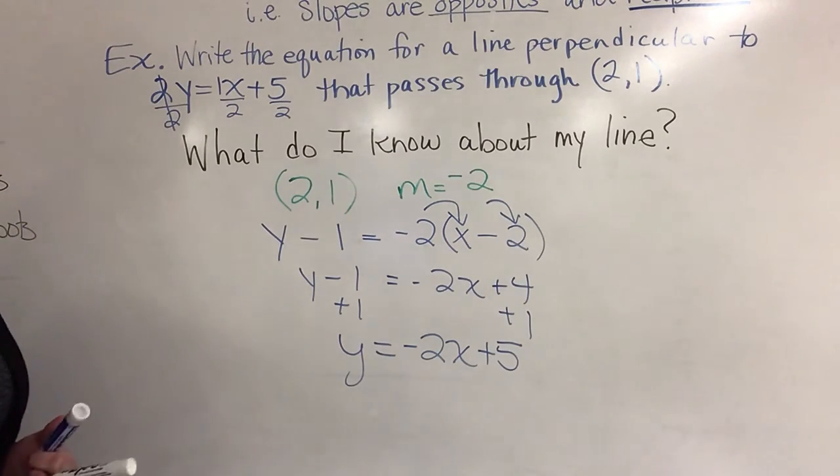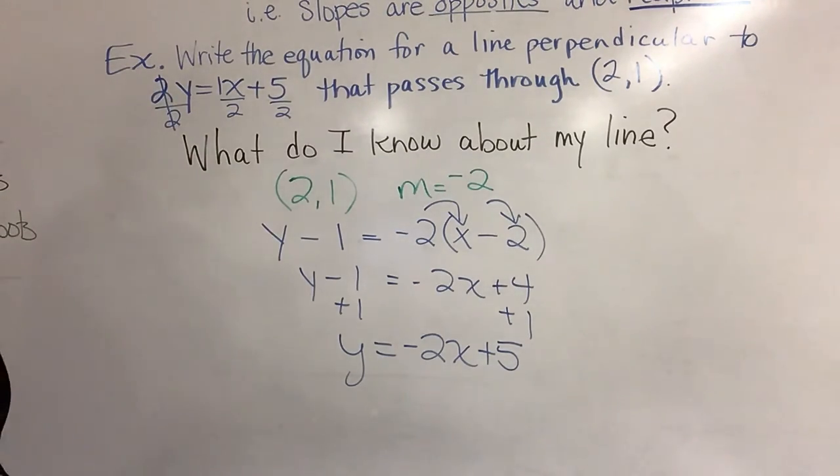The slopes are opposites of each other. The slopes are reciprocals of each other. These two lines would be perpendicular to one another. Okay, your turn to practice.